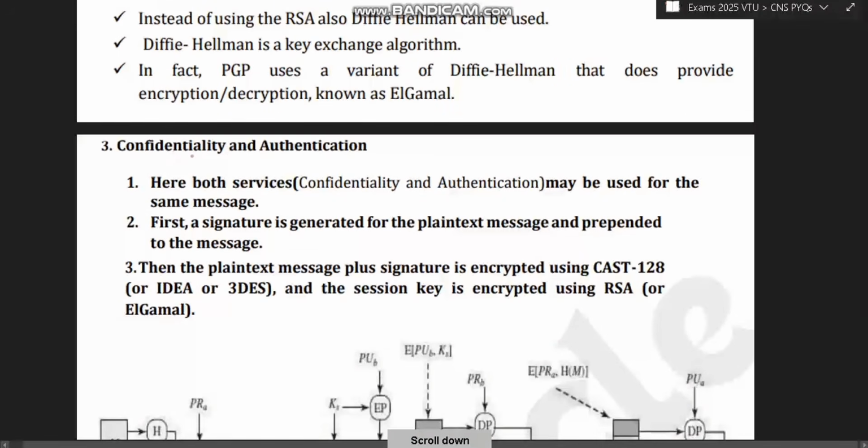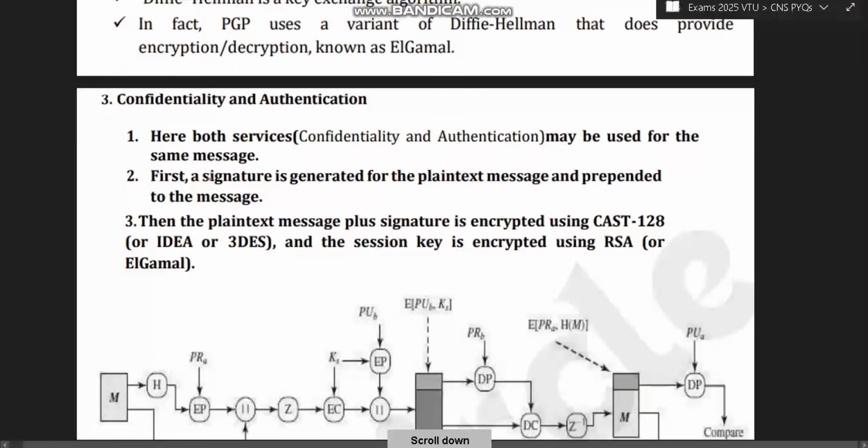Now confidentiality and authentication. Here both the services may be used for the same message if we combine both. Because the question which they had asked is a combination of confidentiality and authentication, so we are just combining both of these.